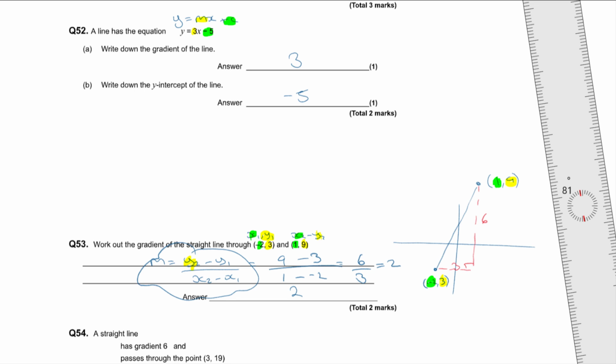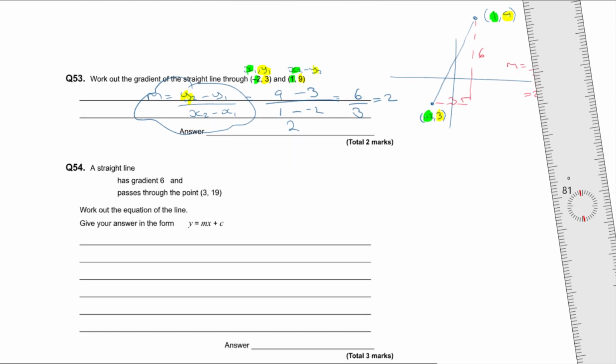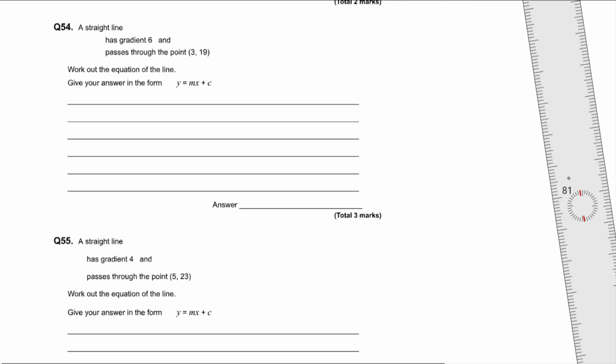And then once you've got the 6 and the 3, the gradient is going to be change in y, 6, divided by change in x, 3, which is going to give you 2, as the formula did. So you either remember the formula or you know how to work it out from a sketch. I'll give you two methods. Use one of them and you'll get it right.